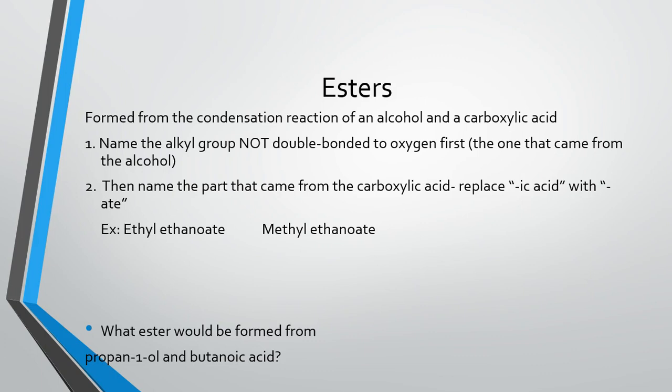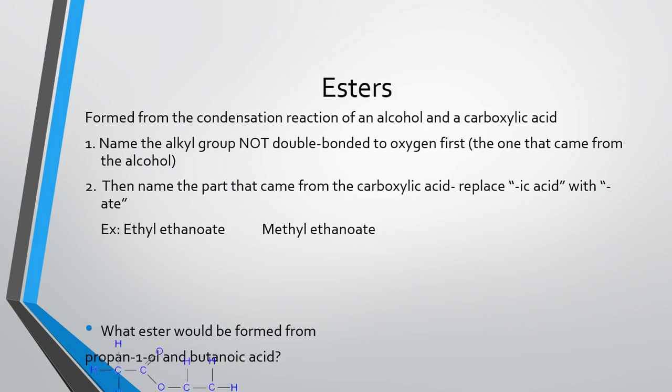For now, you don't need to be able to show the entire reaction, but it does help to understand that that's where it comes from in order to name it. So there's going to be 2 alkyl groups, and you're going to see that one is double bonded to an oxygen and one is not. First, you're going to name the alkyl group that's not double bonded to the oxygen. Okay, so this is actually the one that came from the alcohol originally. Then you're going to name the part that came from the carboxylic acid, and you're going to replace ic acid with ate. Okay, so the easiest way to understand how to name these is to look at examples.